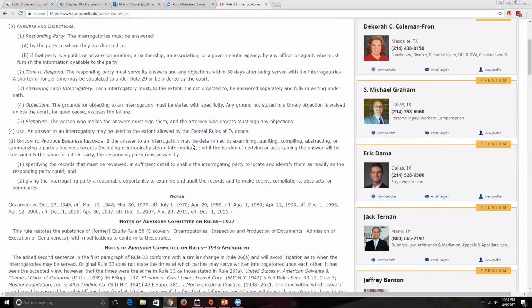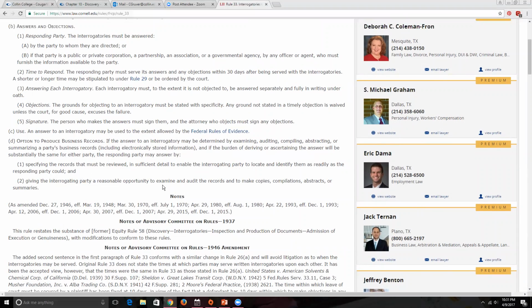If the answer to an interrogatory may be determined by examining business records, and if the burden of deriving or ascertaining the information will be substantial for either party, the responding party may answer by specifying the records that must be reviewed in sufficient detail to enable the interrogating party to locate and identify them as readily as the responding party could, and giving the interrogating party a reasonable opportunity to examine and audit the records and make copies of those.